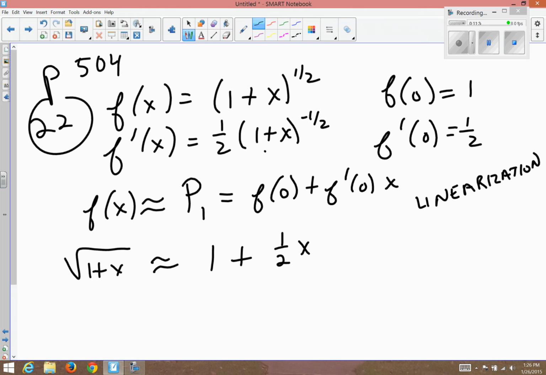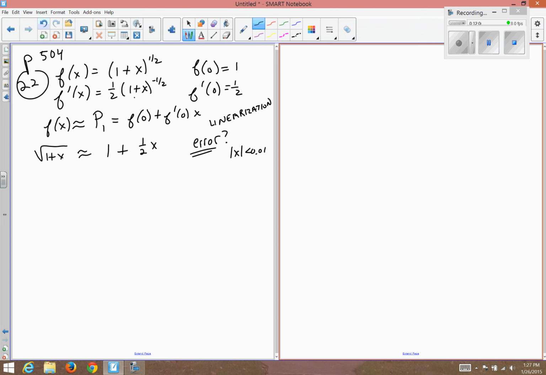So the question says this approximation is used when x is small. Estimate the maximum error when the absolute value of x is less than 0.01. That's the question. On a sheet that you have that's called Taylor's Theorem, there's a formula for the error, and it looks like this.